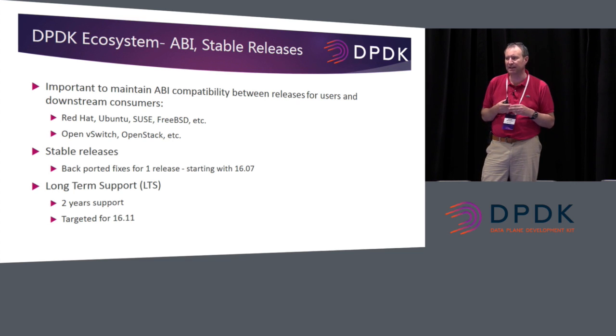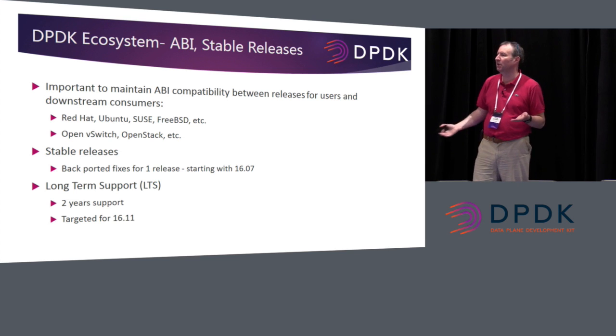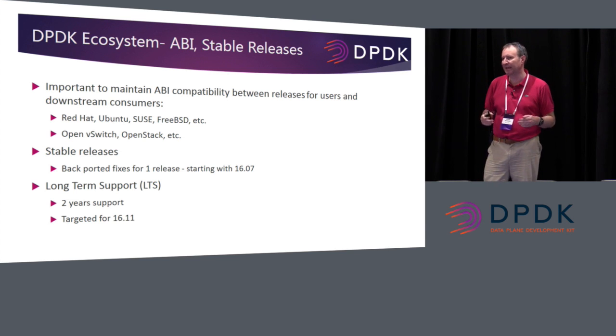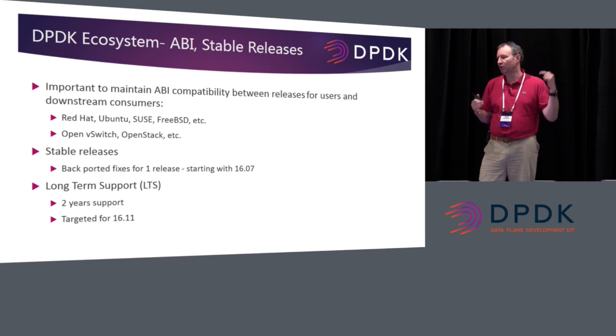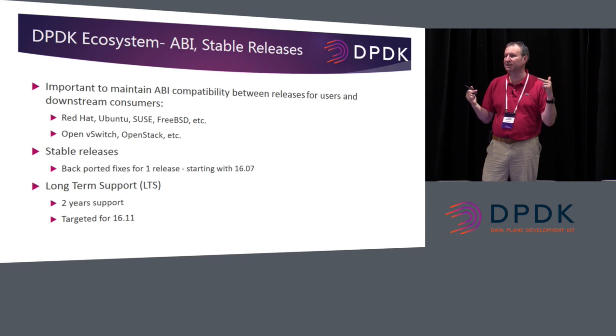So the difference here is a stable release. We'll take a release such as 16.07, and we'll make it stable for generally one release cycle. So if bugs appear in 16.11, we will get them backported into 16.07. That allows somebody who is integrating DPDK with OVS into an OpenStack environment to say, okay, I wanted that version of DPDK with this version of OVS, but now DPDK has this bug, and when can I get that fixed? Prior to this, the answer to that would be 16.11.